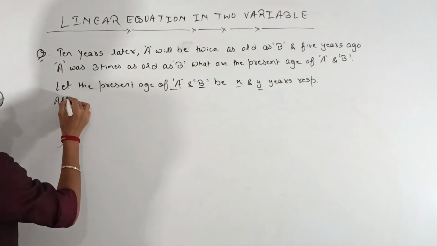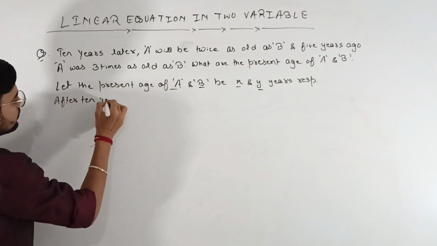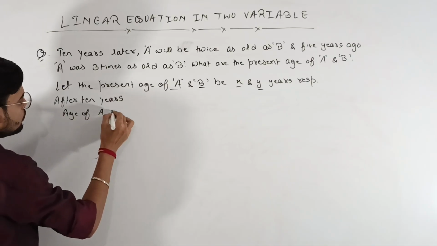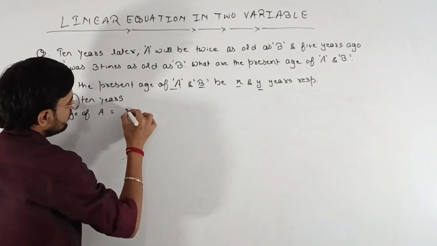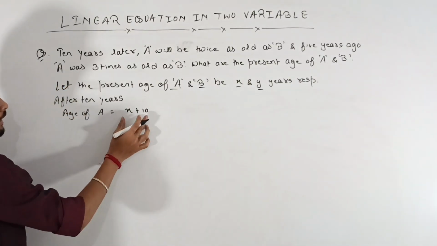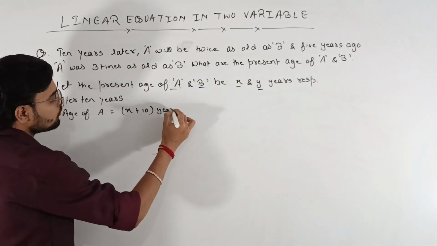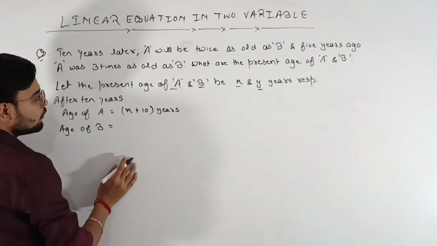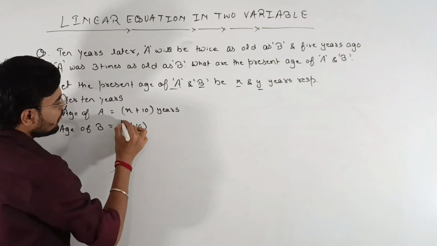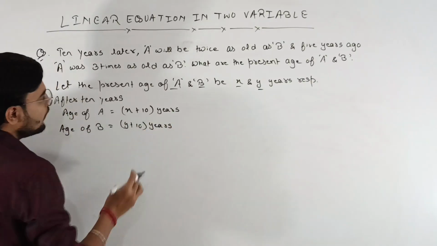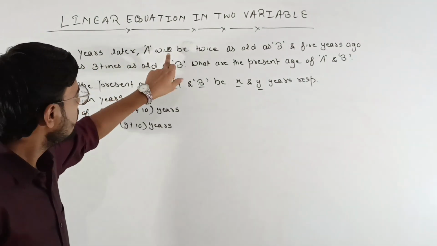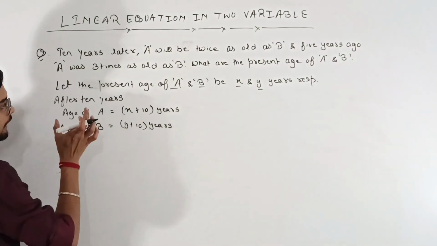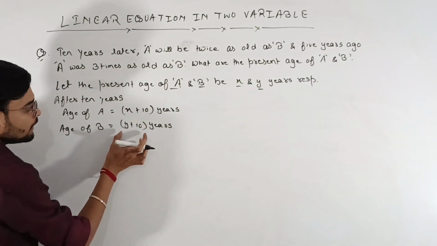Now after 10 years what will happen? After 10 years the age of A will become x plus 10 years. And after 10 years age of B is y plus 10 years. Now read the question. What happened after 10 years? A will be twice as B, which means the age of A, x plus 10, is 2 times the age of B, that is y plus 10.